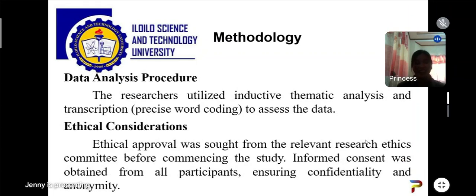The data analysis procedure. So the researchers utilize inductive semantic analysis and transcription, where the precise word coding is used to assess the data. In our ethical considerations, ethical approval was sought from the relevant research ethics committee before commencing the study, so informed consent was obtained from all participants, ensuring confidentiality and anonymity.